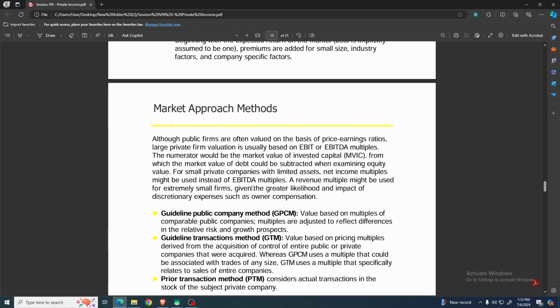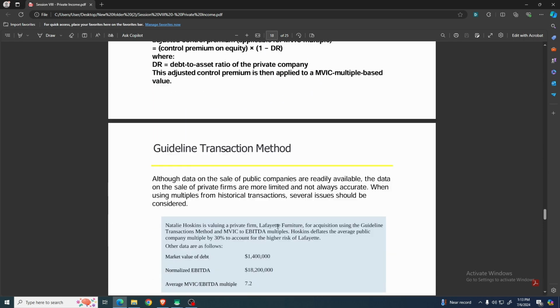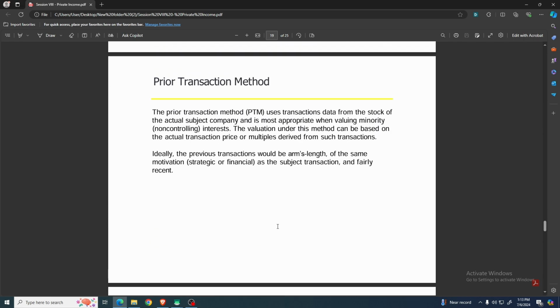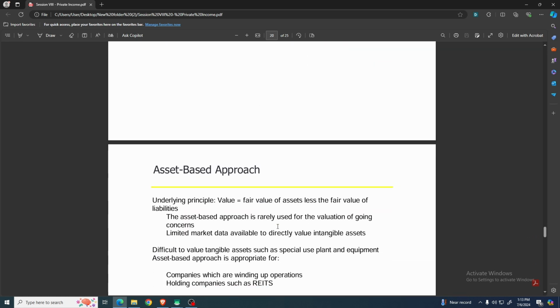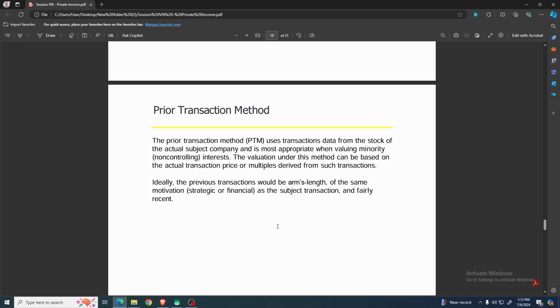So the final method under the market approach is going to be the prior transaction method. The prior transaction method is a market-based approach used in business valuations relying on historical transactions involving the stock of the actual subject company. This is particularly useful for valuing minority or non-controlling interests because the data sources, the basis of valuation and the transaction characteristics are ideally suited for the valuation of minority interests. So the source of data is going to be the data from a stock of the actual subject company, and it would provide a direct market indication of the company's value based on real historical transactions.